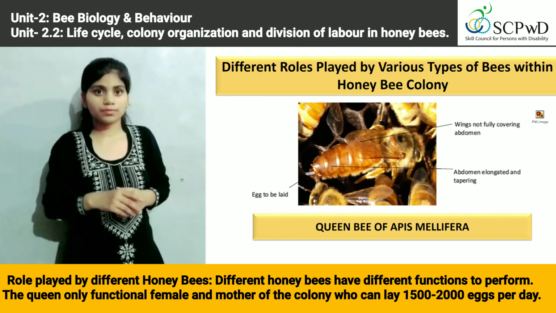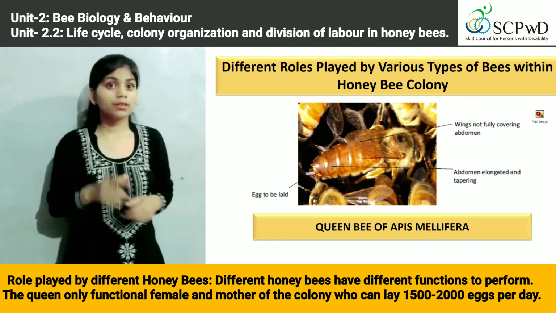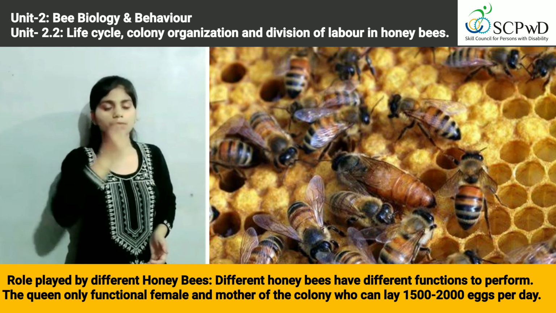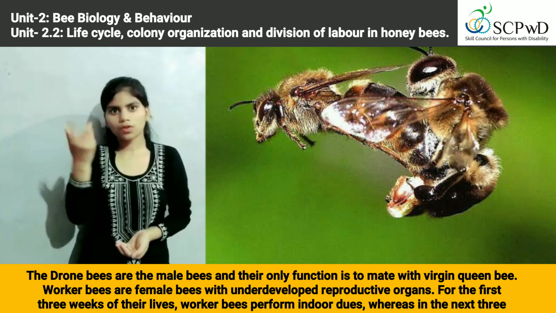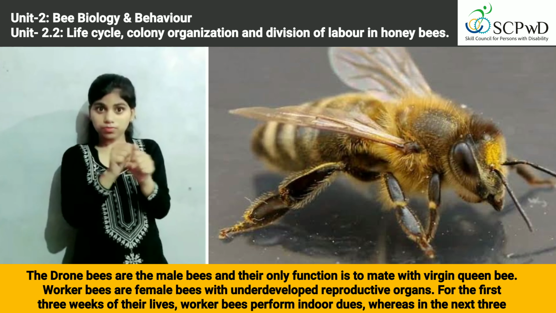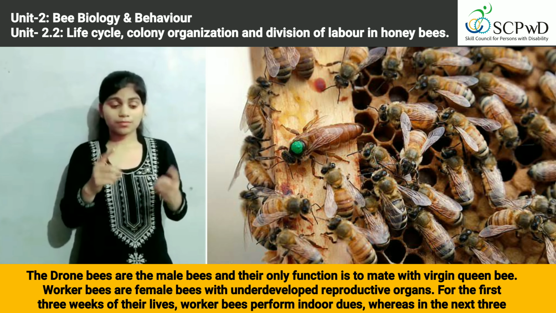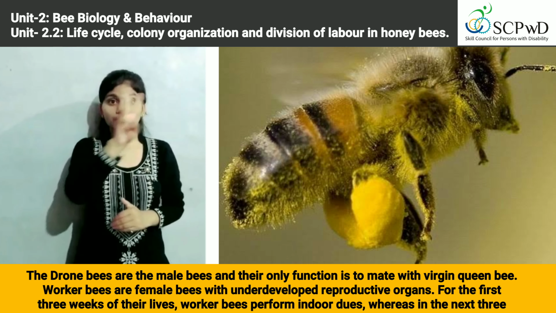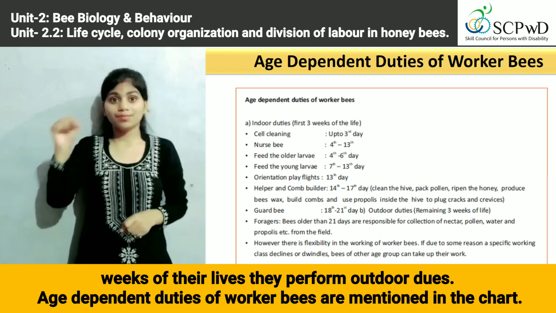Role played by different honeybees. Different honeybees have different functions to perform. The queen, only functional female, and the mother of the colony, can lay 1500 to 2000 eggs per day. The drone bees are the male bees and their only function is to mate with virgin queen bee. Worker bees are female bees with underdeveloped reproductive organs. For the first 3 weeks of their lives, worker bees perform indoor duties, whereas in the next 3 weeks of their lives, they perform outdoor duties. Age-dependent duties of worker bees are mentioned in this chart.